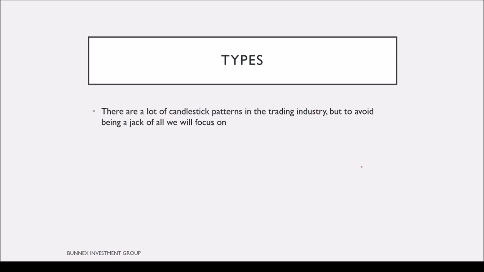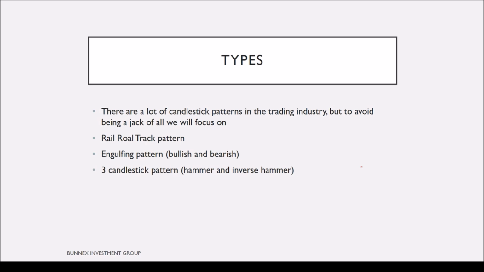So here are the types of candlesticks that we are talking about. There are a lot of candlestick patterns in the industry, but to avoid being a jack of all trades, we will focus on a few: the railroad track pattern, which I'll talk about later; the engulfing pattern, which has the bullish and the bearish; and then the three candlestick pattern, which is the hammer and inverse hammer.